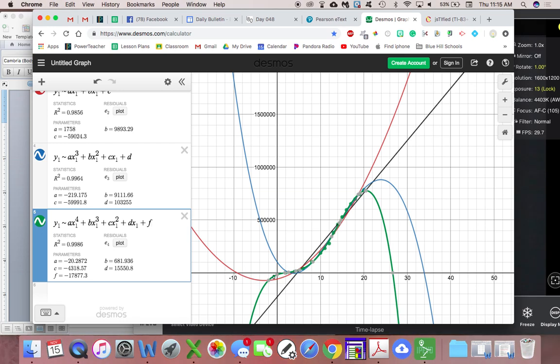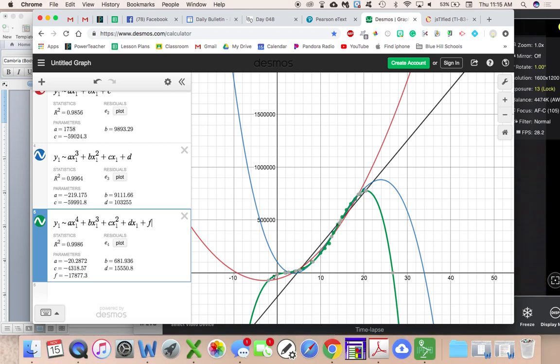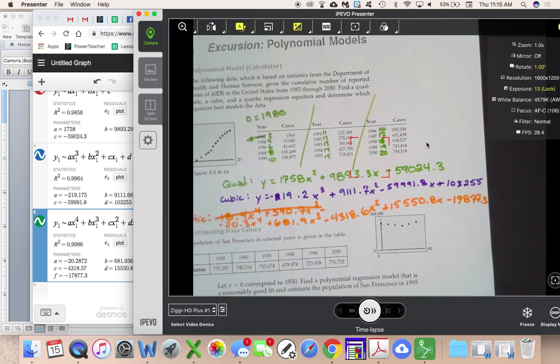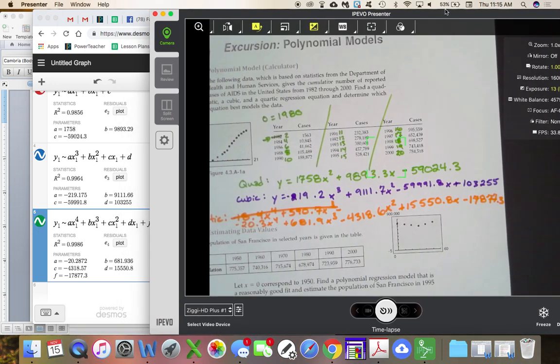Negative 20.3 x to the fourth. Sorry, I didn't realize that. Plus 681.9 x to the third, minus 4318.6 x squared, plus 15550.8 x, minus 17877.3. Yeah, we got to change that. Whoop. I'm not on my sheet anymore. There we go.